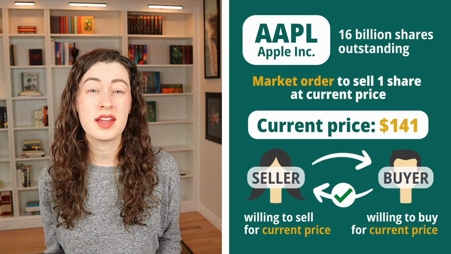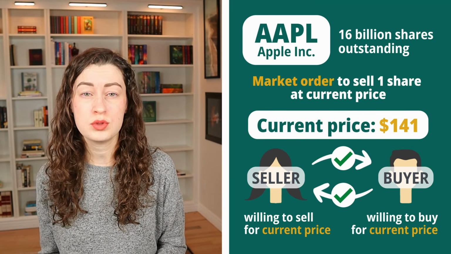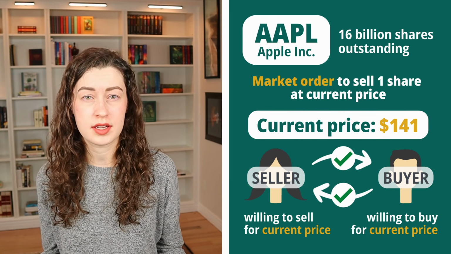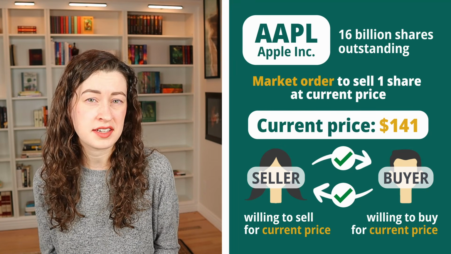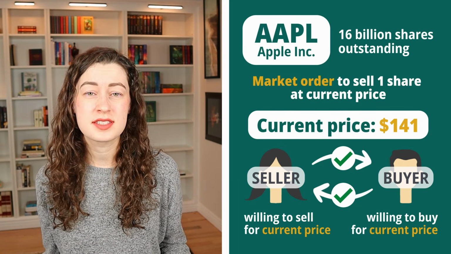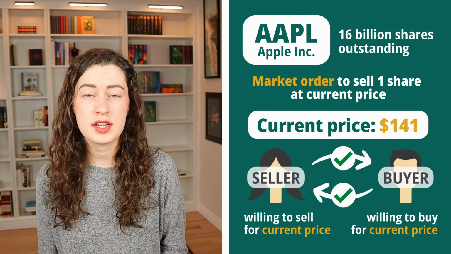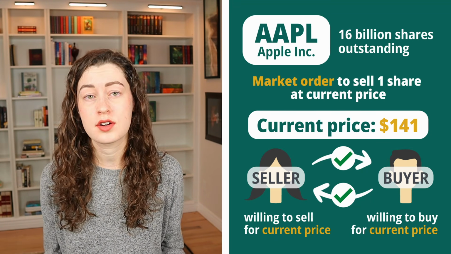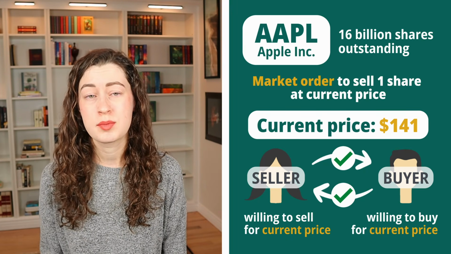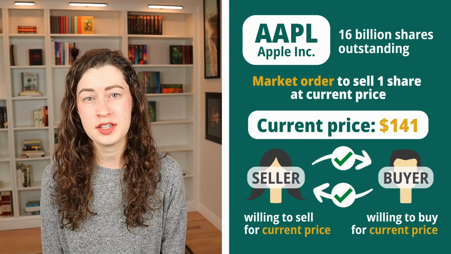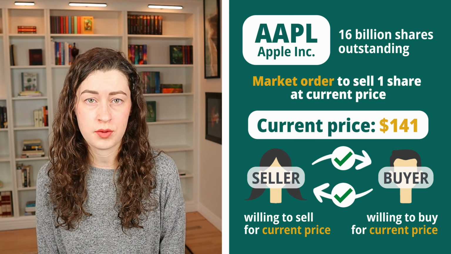Your market order will then execute with this buyer because you told it to sell at the current market price, not necessarily an exact dollar amount. And because there can sometimes be this lag time between matching a seller and a buyer, you submitted your transaction thinking that you'd get $142 for your Apple share. But when you go back and look at your transaction history, you see that you only received $141.